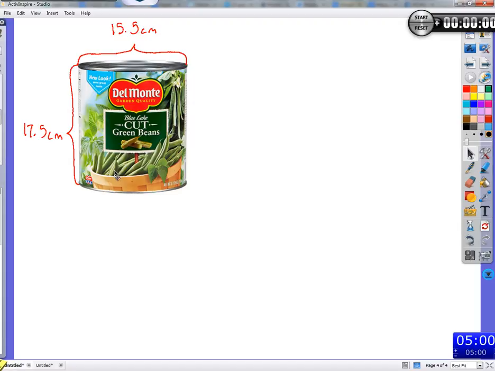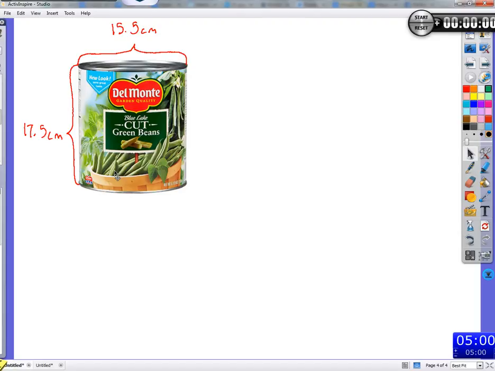I want you to think about it as a can manufacturer. What would optimal mean? If you want to contain the same volume, the same amount of stuff, whatever costs you as little as possible, right? The most efficient, with less material. So we want to keep the same volume, the same amount of cut green beans, but use the smallest amount of aluminum possible.